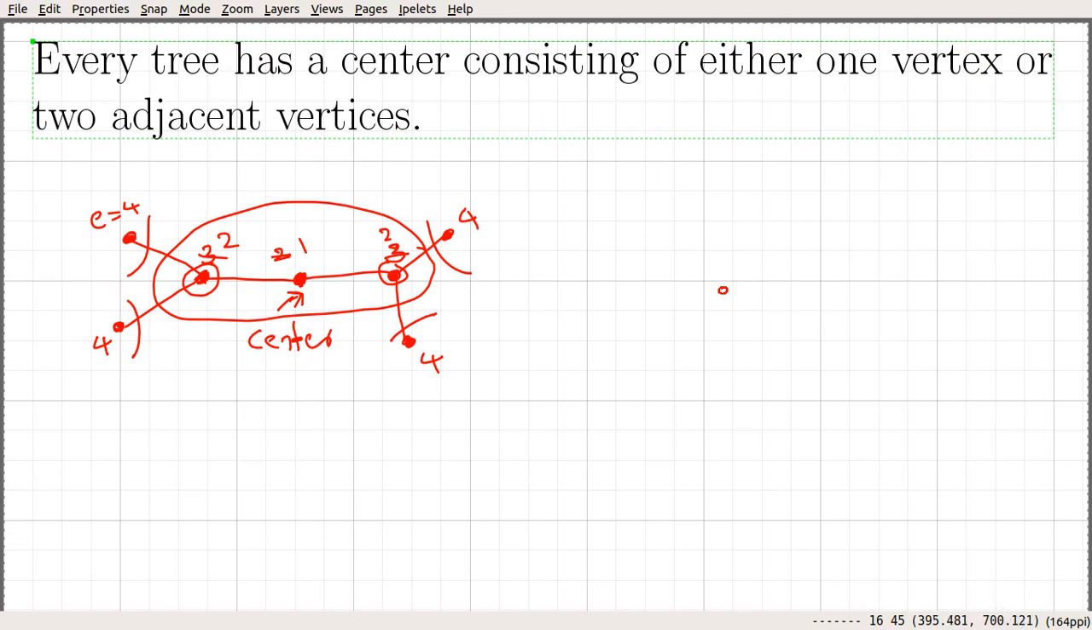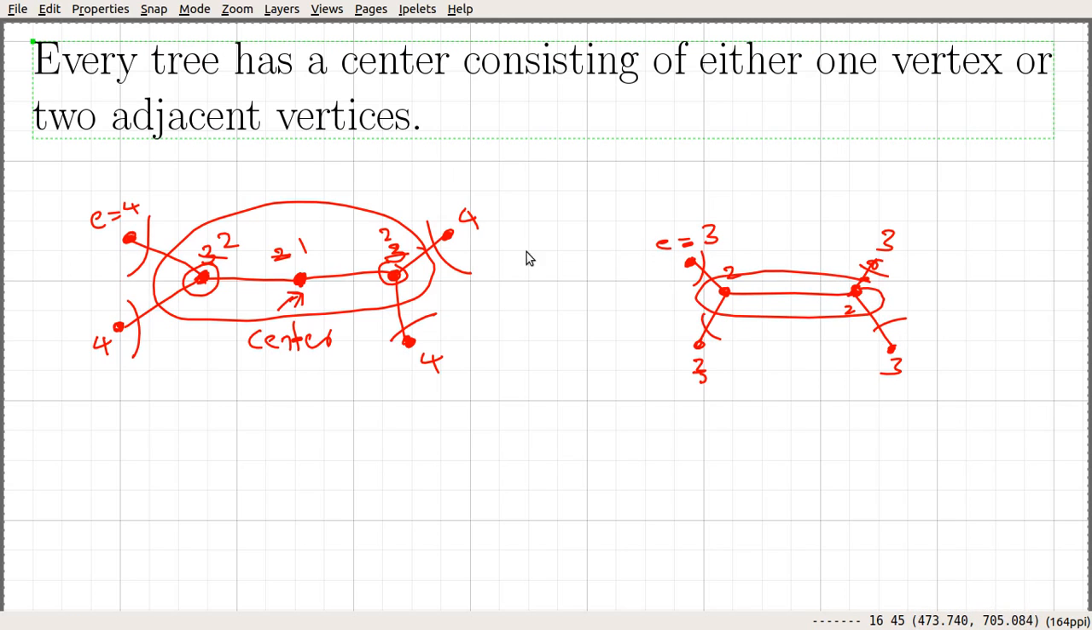Let's look into one more example, a tree that has two centers. We already discussed this particular tree. It has two centers, right? If you label the vertices with their eccentricity, we get 3 here, 3, 3, 3, and the eccentricity of this vertex is 2 and the eccentricity of this vertex is 2. Here again, if we delete all the leaf vertices, these 4 vertices, we are left with this one.